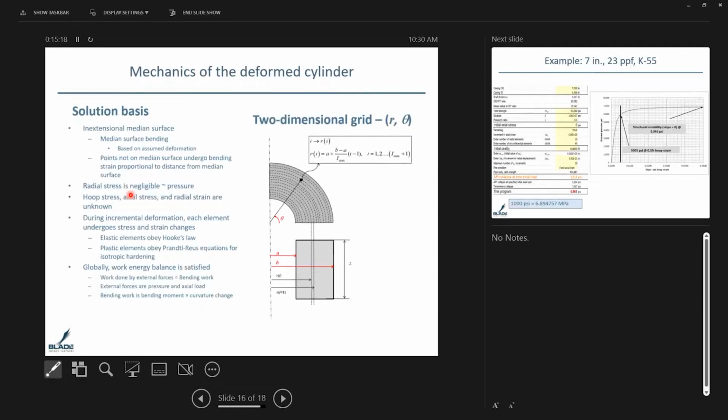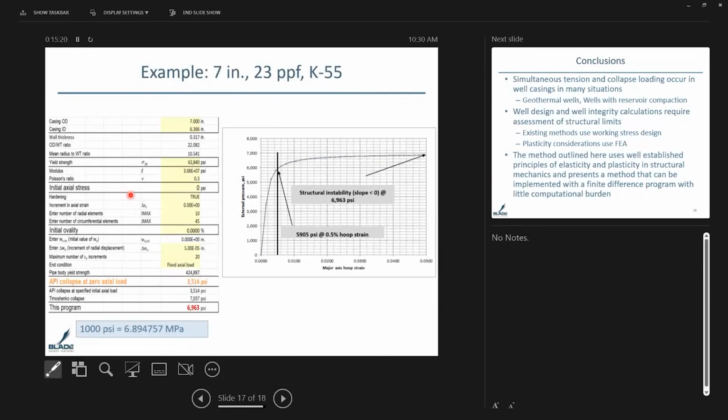So here is a two-dimensional grid. I'm going to skip that in the interest of time and show you the final results. So once again, you have a thin-walled cylinder. Here, the D over T of the pipe is of the order of 22. And in the previous examples that I showed you, the D over T was of the order of 11 to 14. So in thick-walled cylinders, there is a variation of stress. Here, the variation of hoop stress across the wall thickness is negligible.